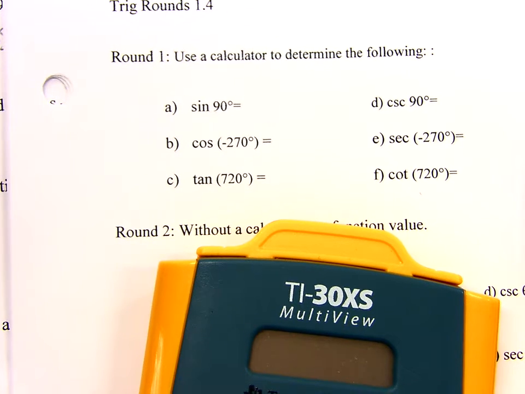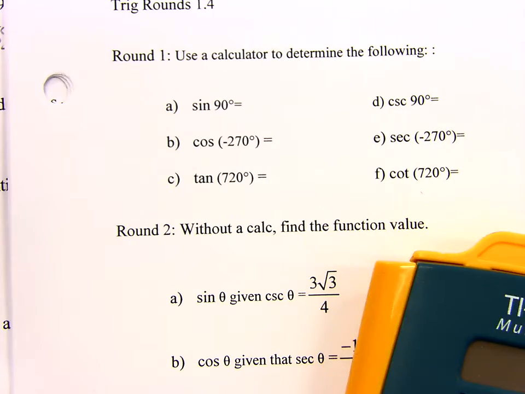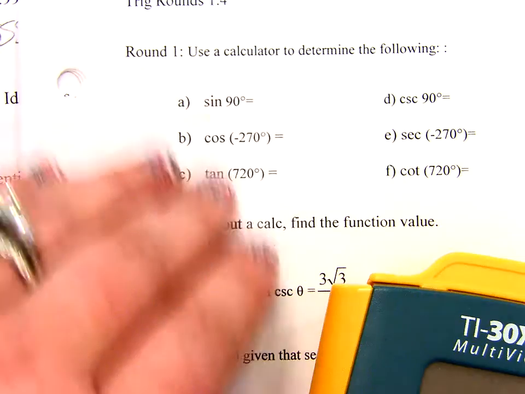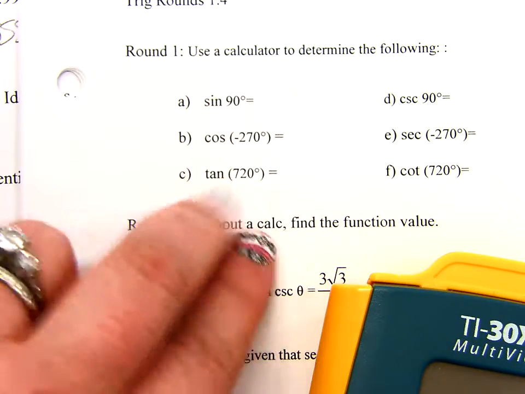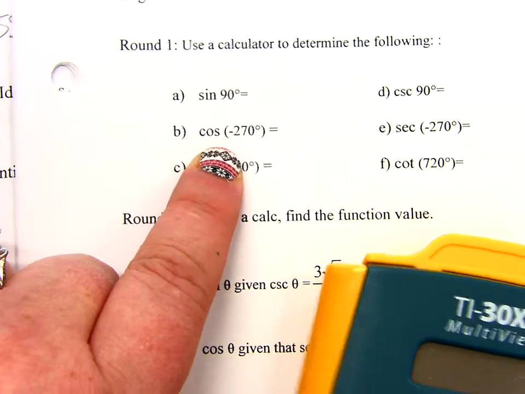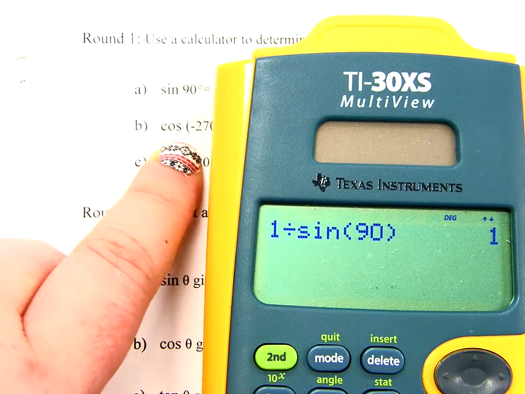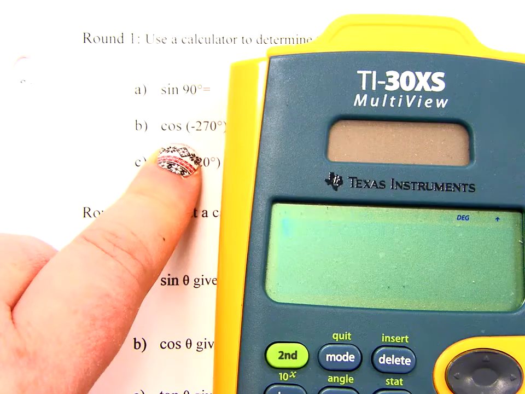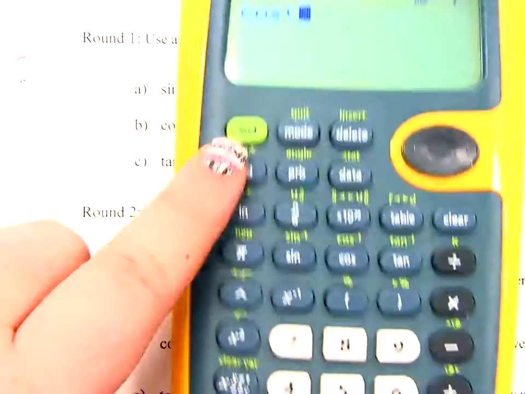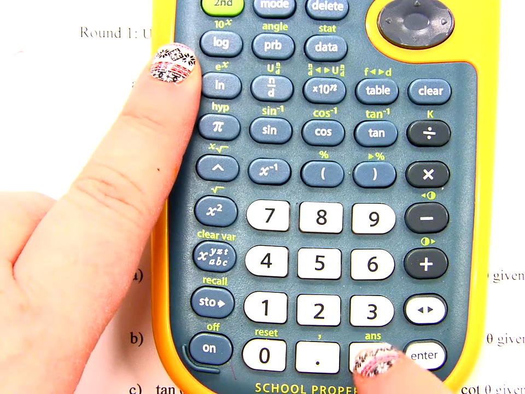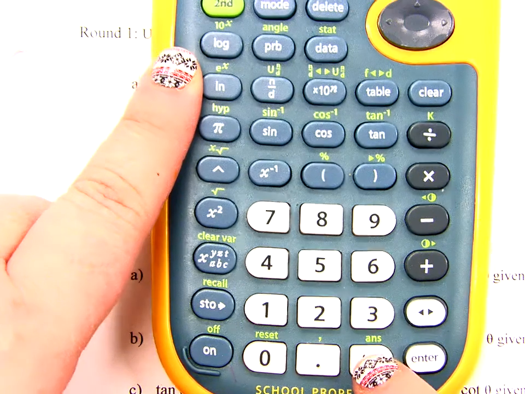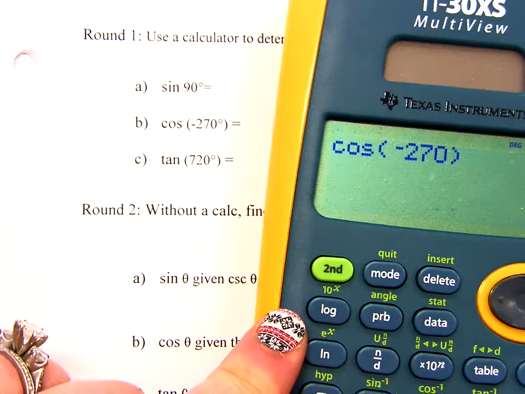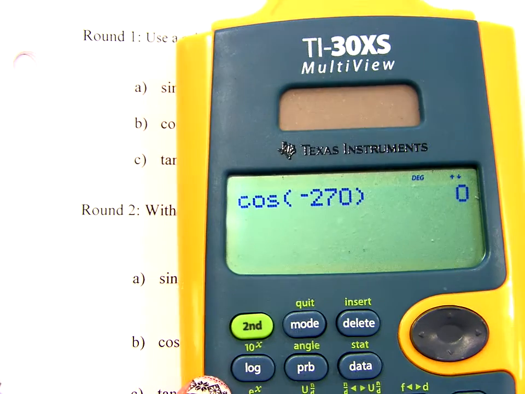I guess I'm going across, or you're supposed to go up and down. All right, let's do B here. Cosine of negative 270. You can, but you don't even have to. The calculator can handle it. You can just type in cosine. Just make sure you use the negative button, which is underneath the 3. It's not the minus sign. Negative 270. And it will spit it out for you.